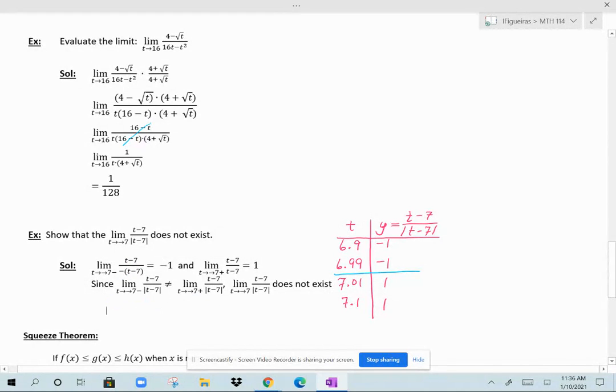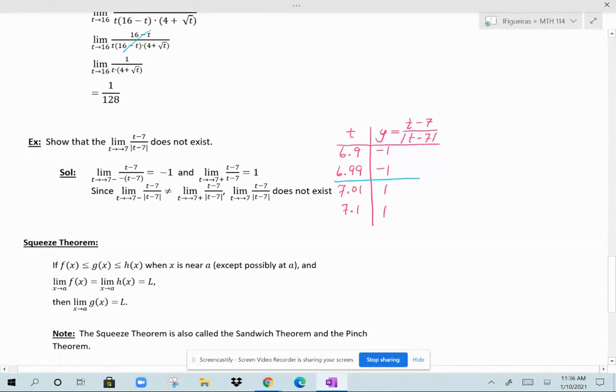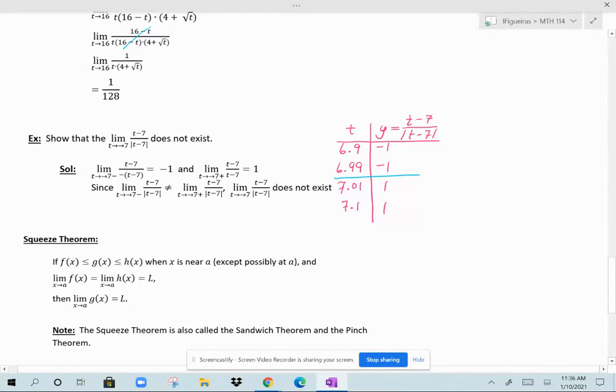All right, so the last topic in this section is something called the squeeze theorem. Squeeze theorem is sometimes called the pinch theorem, or it's sometimes called the sandwich theorem. So it depends on the author. The book that we're using calls it squeeze theorem.